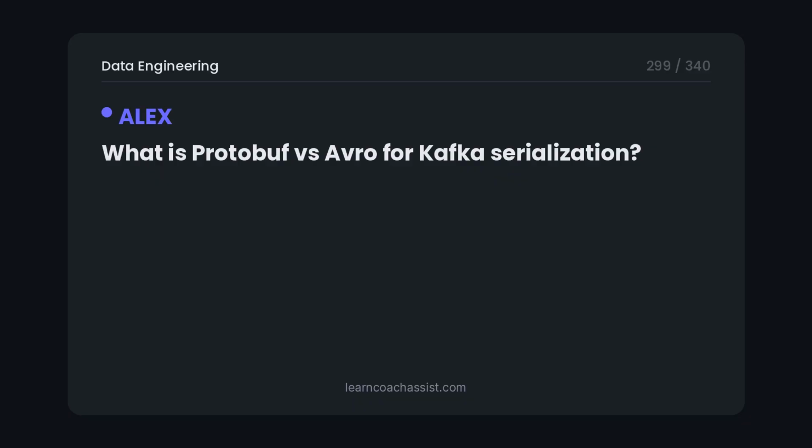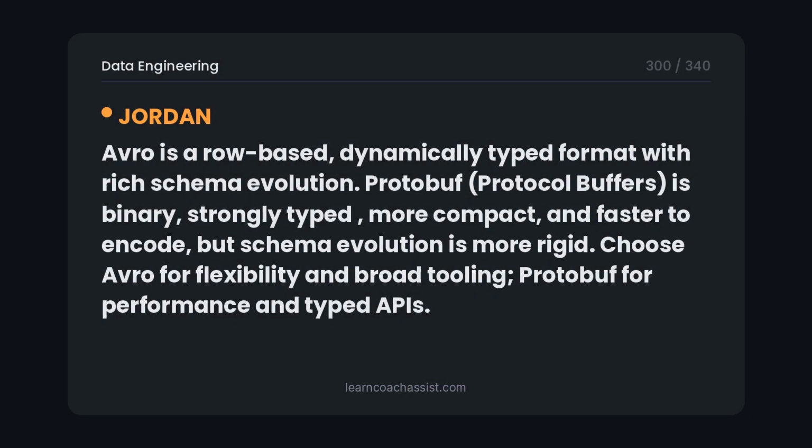What is protobuf versus Avro for Kafka serialization? Avro is a row-based, dynamically typed format with rich schema evolution. Protobuf, protocol buffers, is binary, strongly typed, more compact, and faster to encode, but schema evolution is more rigid. Choose Avro for flexibility and broad tooling, protobuf for performance and typed APIs.